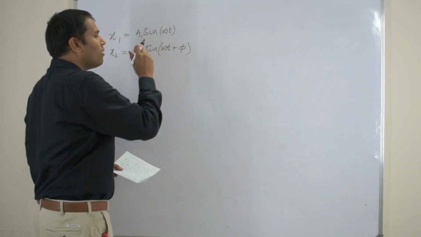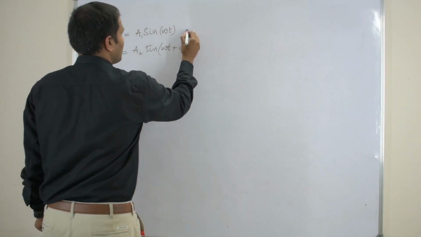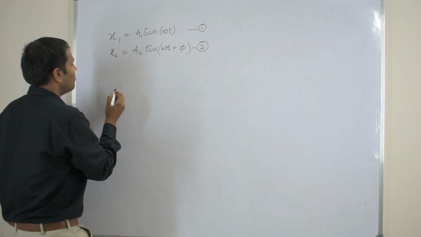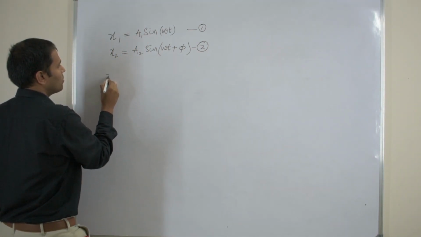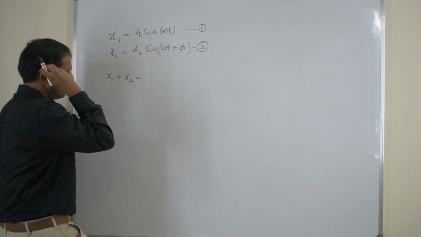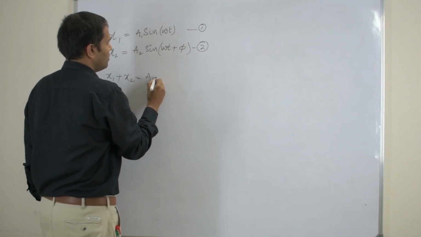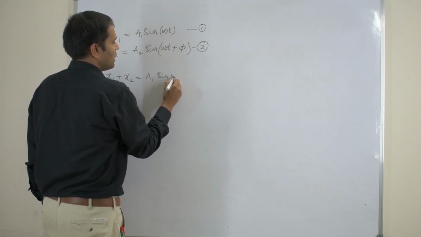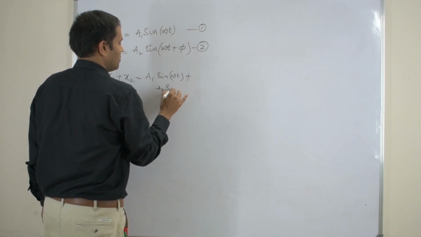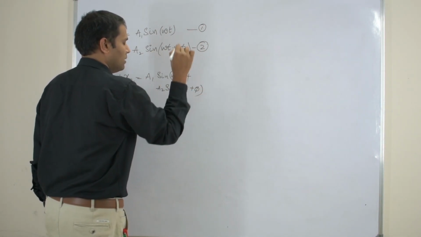Now what I have to do? Now let us go with the summation. This is equation 1, this is equation 2. Now I want to do the summation. So what I need to do? x1 plus x2. The left hand side terms I am adding up. On the right hand side, a1 sin omega t plus a2 sin omega t plus phi.